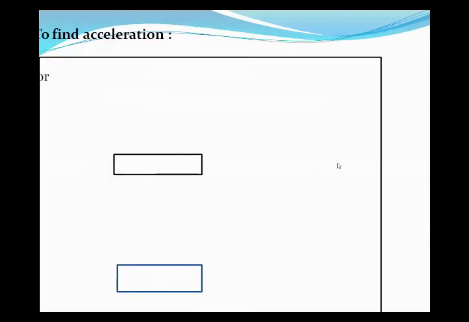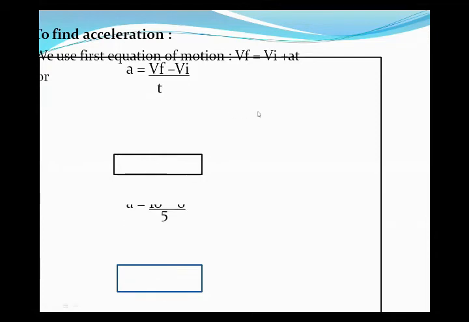So first of all, we have to find the acceleration. We use the first equation of motion to find the acceleration, as previously explained. So acceleration is equal to Vf minus Vi upon t. Now here we will compute their value. As previously we have learned, here final velocity is 10, initial velocity is 0, and time is 5. So we are going to compute their value.